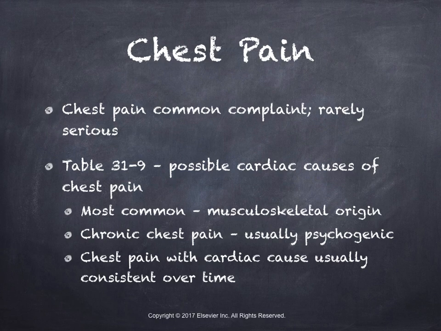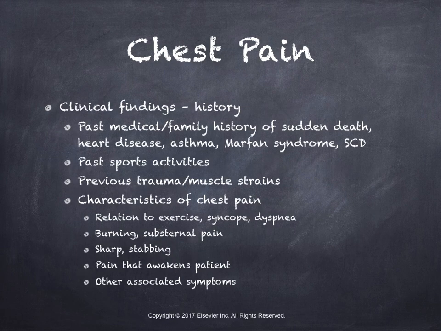In most cases, it's transient, whereas kids who actually have a cardiac cause will have consistent chest pain over time. So again, when a child presents with a cardiovascular related symptom, we do want to get a very good family history, especially sudden cardiac death or heart disease, Marfan syndrome, what their past sports activities are, any previous trauma to the area, any muscle pulls, what type of activities do they do? Are they weightlifting, somewhere that they could have put some strain on the chest area?